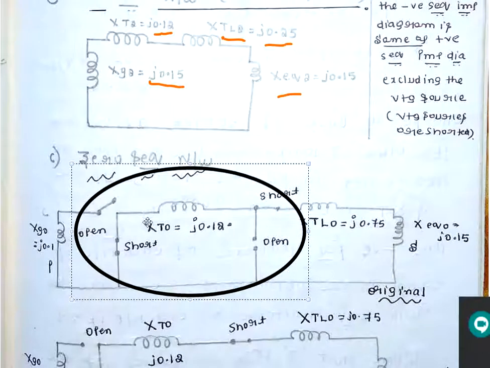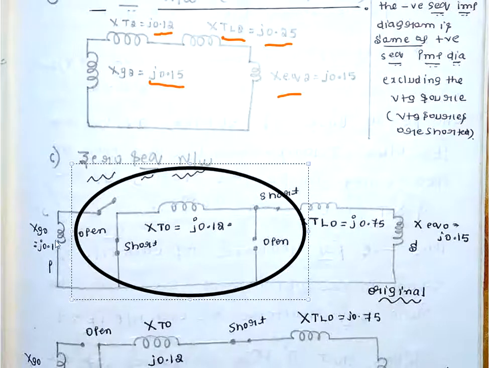When will series switches and shunt switches be closed? Series when it is star grounded, it will be closed, and when it is delta, the shunt will be closed, right?